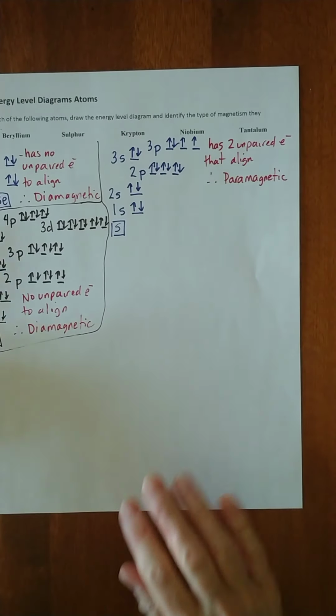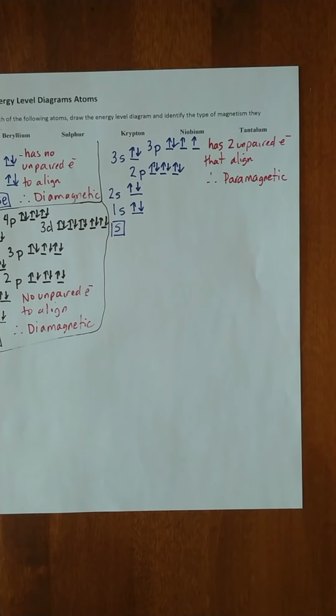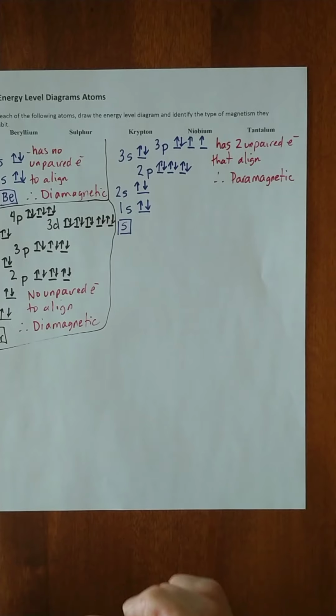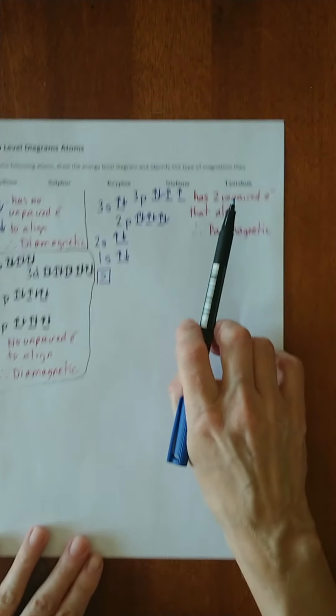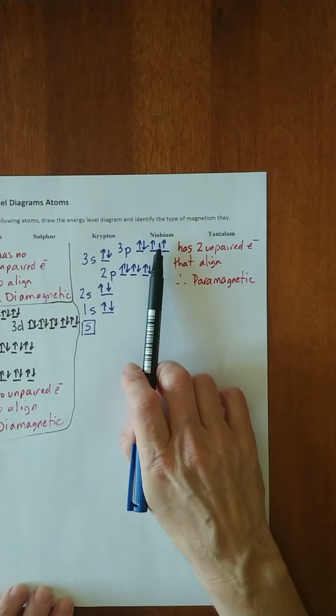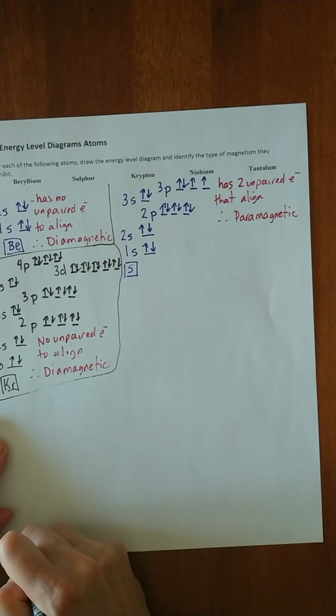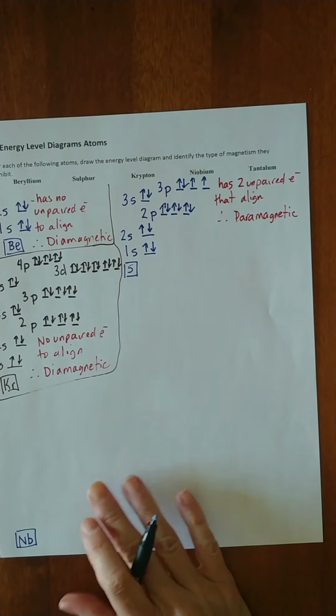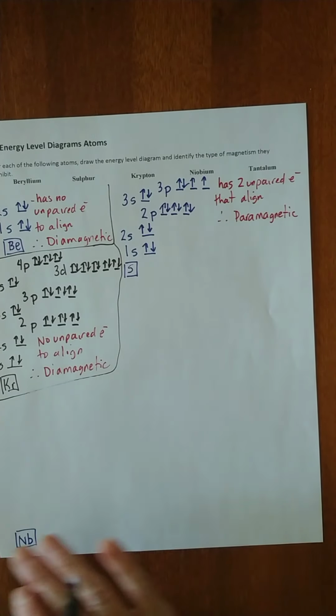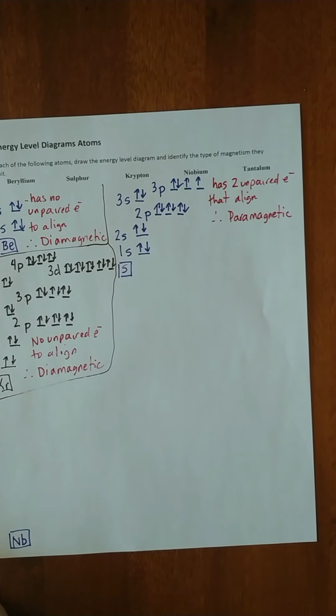Okay. All right. The last two are biggies, but what we're going to do is we won't start tantalum at the beginning. We'll pick up where niobium is. So let's do NB. So locate NB on your periodic table. And you'll see that it's number 41. So we're going to be putting 41 arrows. It's just a matter of putting them in the right spot.